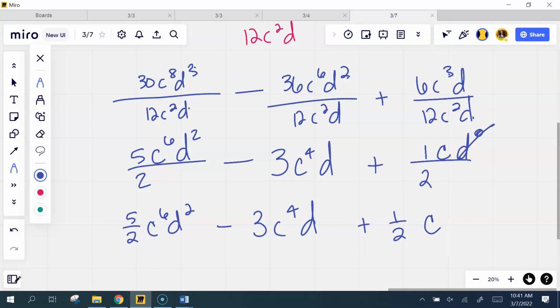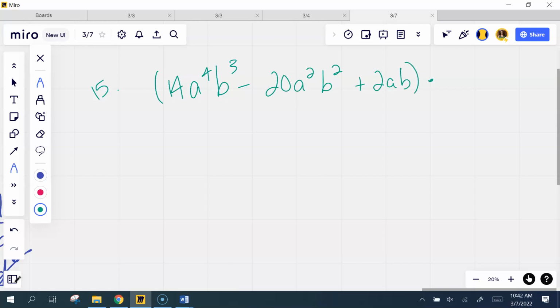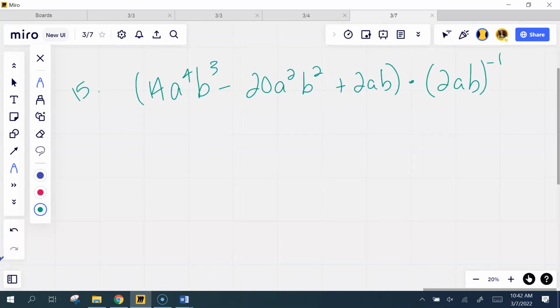Now I told you I was saving 15, and I was saving 15 because it looks a little bit different. What's different about 15? Doesn't appear to be divided, but it's got that negative exponent. You're exactly right. 14a⁴b³ minus 20a²b², times (2ab) to the negative 1. What does that negative exponent do? It moves it to the bottom and makes it positive, right?